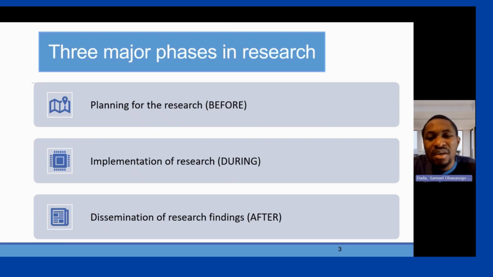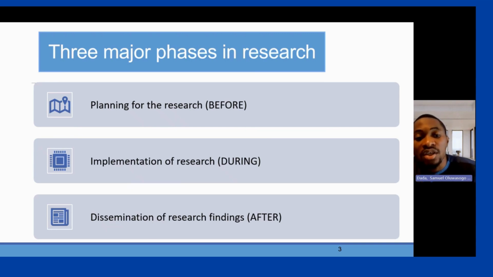And any form of research actually has three major phases. You have the planning phase that you do before you begin the research. This is a process whereby you do different literature reviews, you check literature so that you are sure that you are not duplicating what has been done before. And at this planning process is where you do a lot of critical thinking on the methods you are going to adopt, how you are going to analyze it, who will be your participants, how you are going to sample your participants.